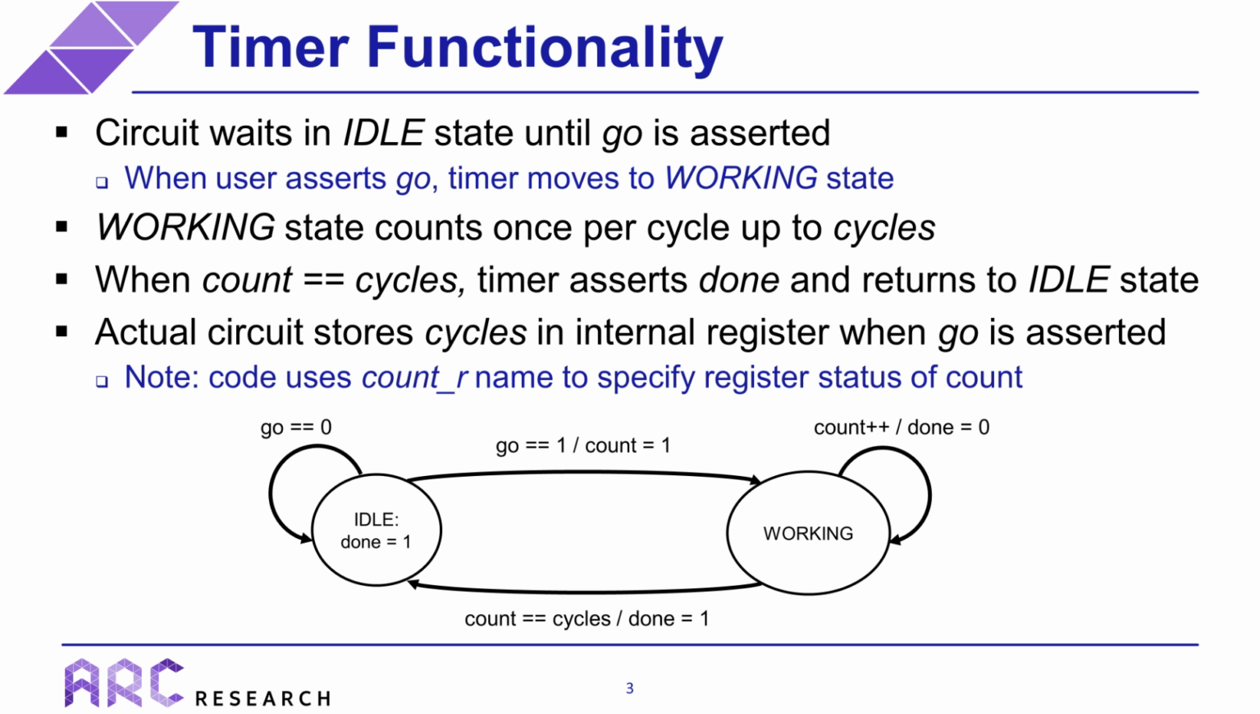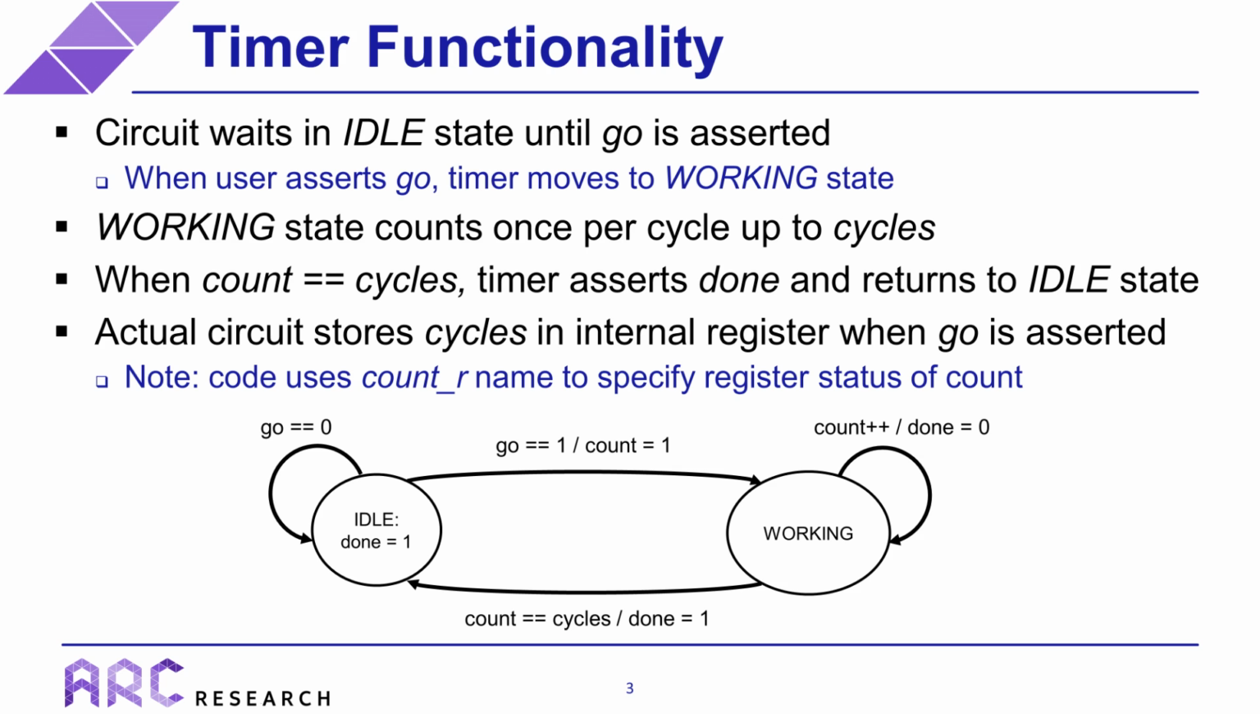This slide gives a brief overview of the functionality of the timer that we'll be optimizing. And if you want more details, you can look at the provided code to see exactly how it is implemented. So upon reset, the timer starts in an idle state where it remains until the go input is asserted by the user, at which point the timer then moves into the working state on the next cycle. In the working state, the timer will count once per cycle and continues to do this until the count reaches the requested number of cycles. At that point, the timer will assert done and return to the idle state.